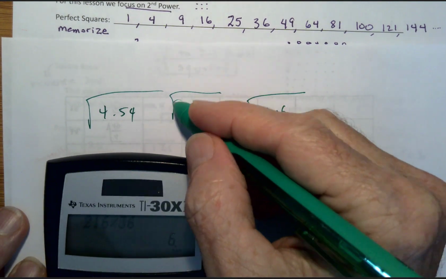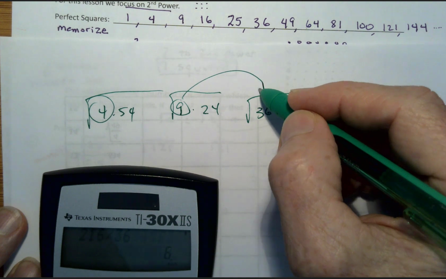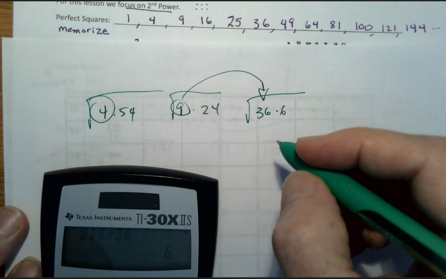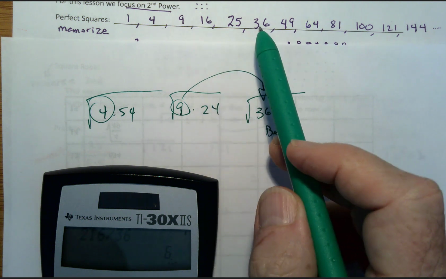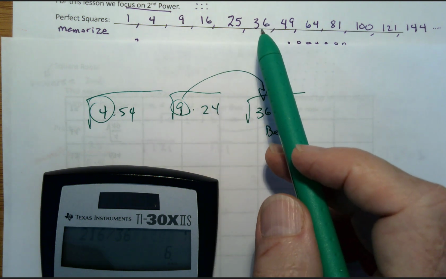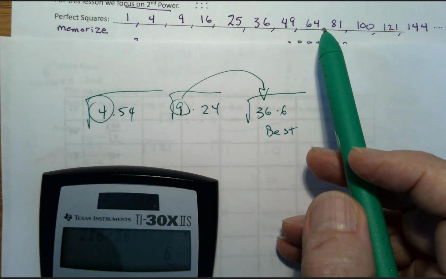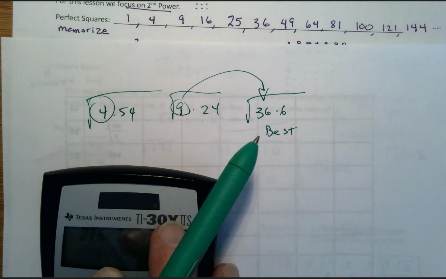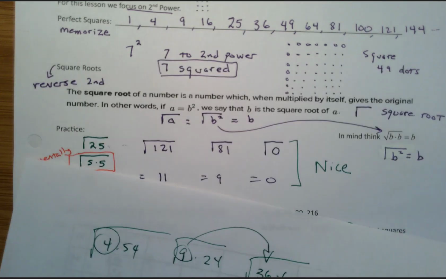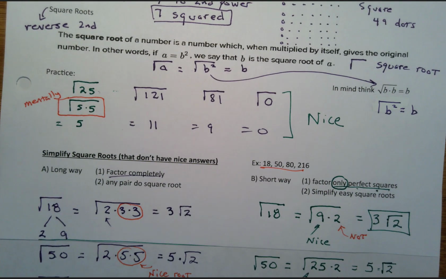Notice the 9 times 4 makes the biggest and the best one. This one's best. I found the biggest perfect square number that goes into 216. Now, if you're not sure, you could go a little higher, but just for the sake of time, we're going to quit because we know that's the best one. So 36 times 6, that is the square root.